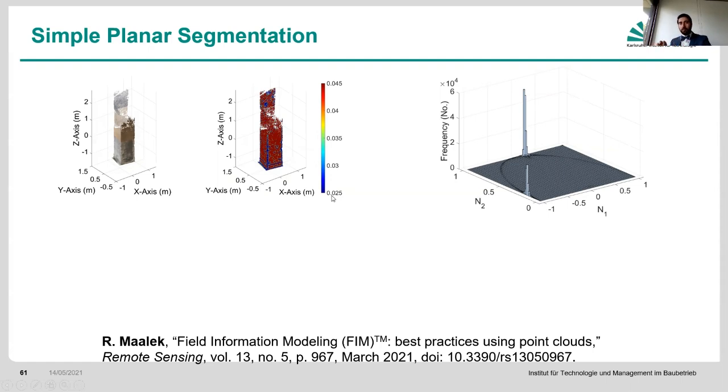For every neighboring point, we find the normal vector. The normal vector is found through eigenvalue decomposition of the covariance matrix. You find the smallest eigenvalue, and the eigenvector that corresponds to that smallest eigenvalue gives you the normal vector.